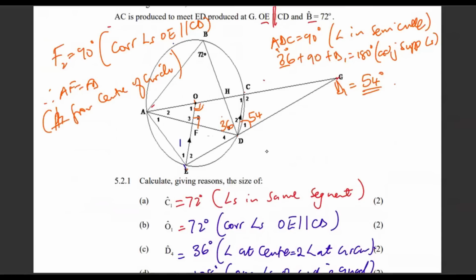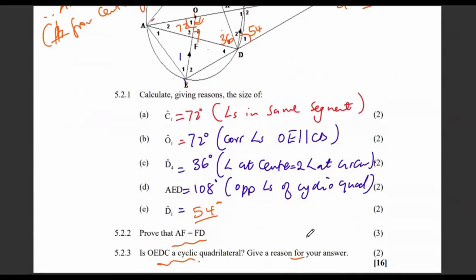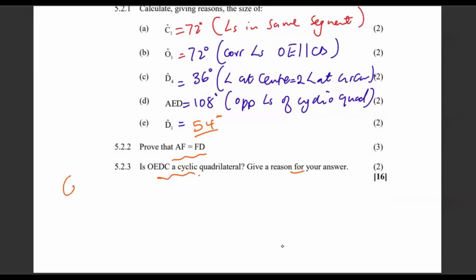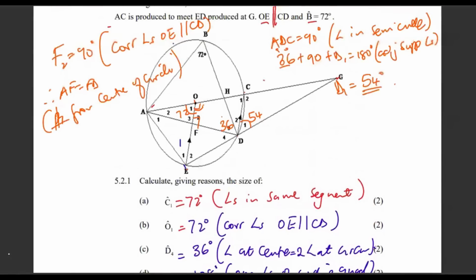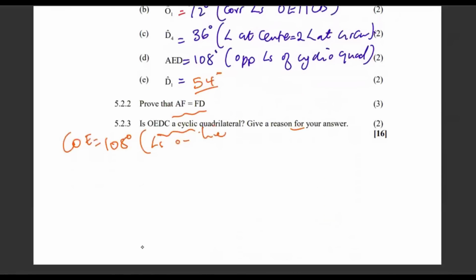Now, we found O1 to be a 72. So if I find COE, okay, so it's saying that COE is going to be 108, because that will be angles on a line. And if it were a cyclic quadrilateral, then the whole of this should have been equal to the whole of this. But this is 108. This is like half of it. So it's not. Answer is a no.